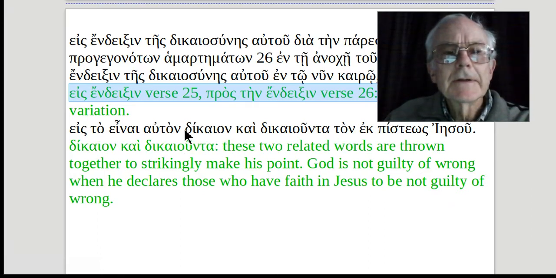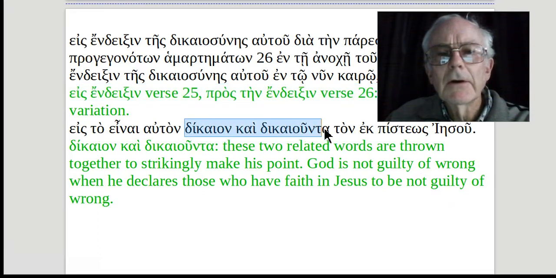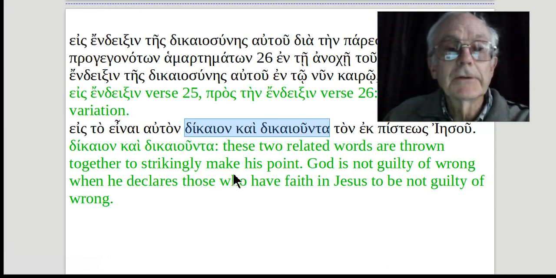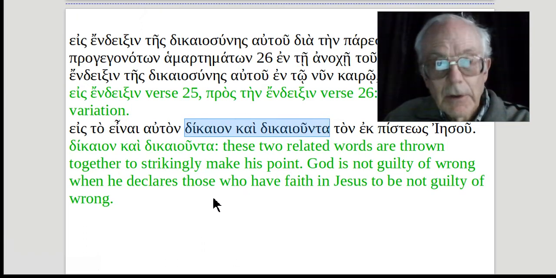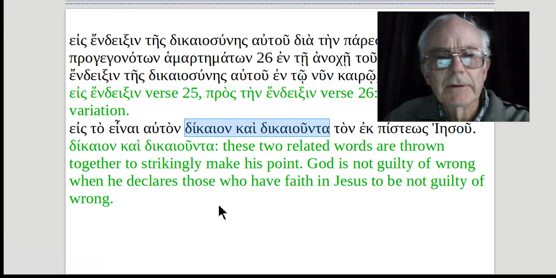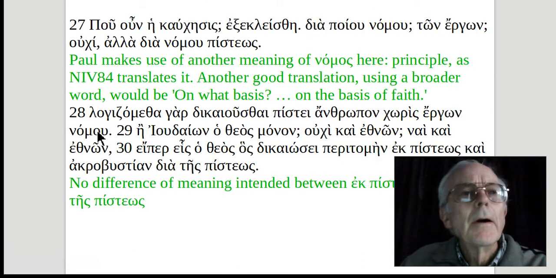Here's another phrase that I like, dikaion kai dikaiounta. These two related words are thrown together to strikingly make his point. God is not guilty of wrong when he declares those who have faith in Jesus to be not guilty of wrong. Dikaion kai dikaiounta.